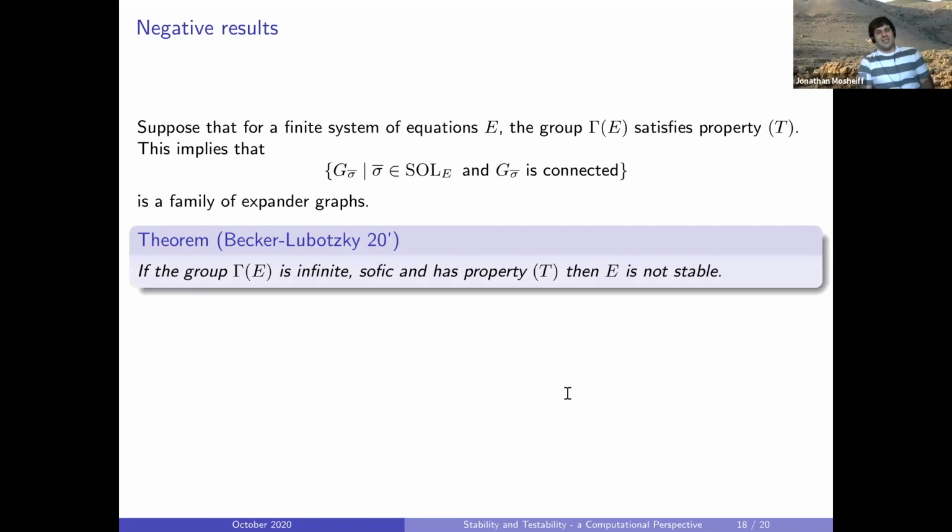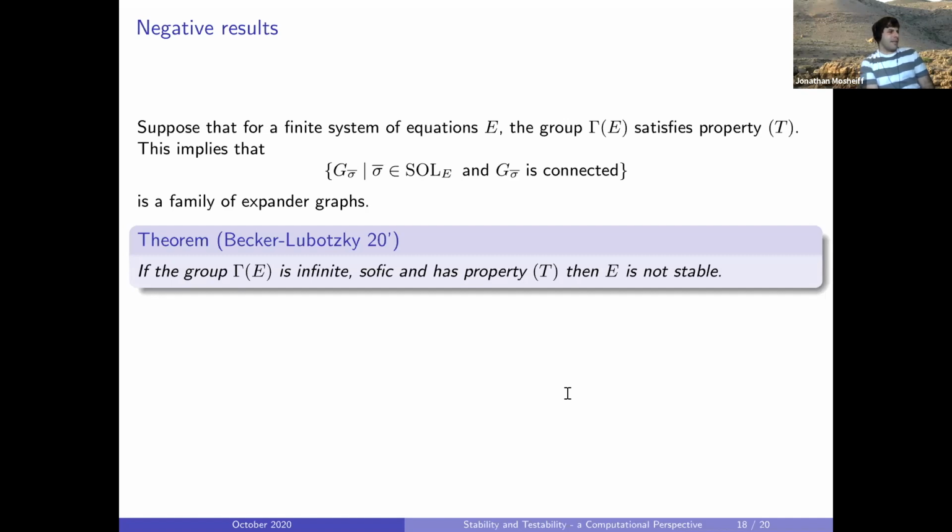In the actual paper, we actually work with property tau rather than property T. So we get a slightly stronger result than the one that I'm showing here.